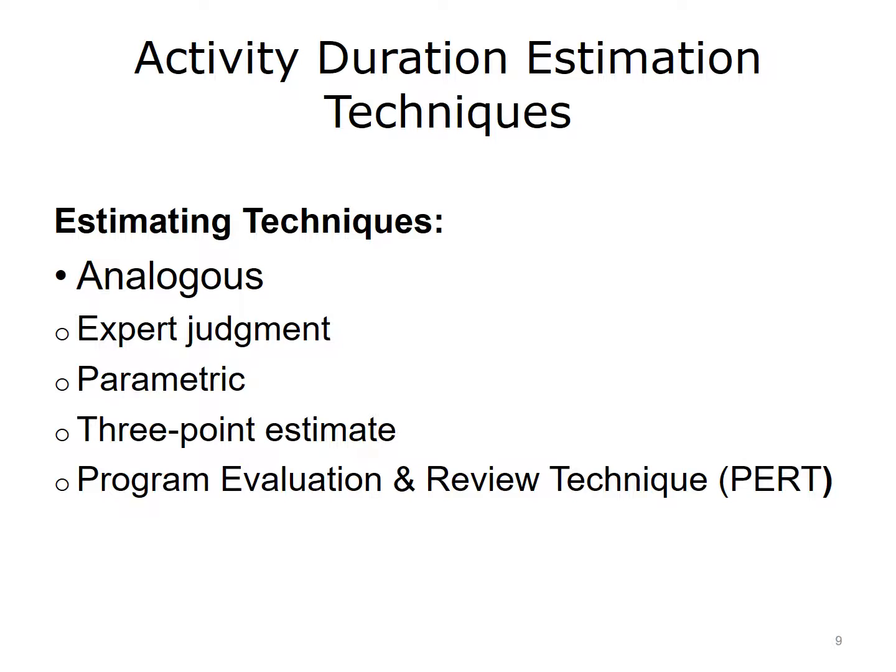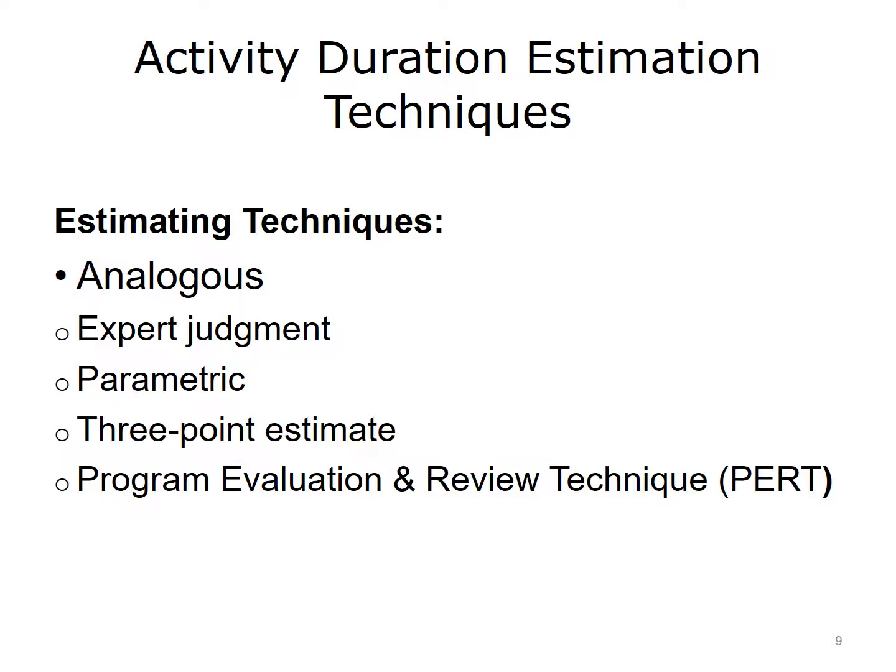A parametric technique is a statistical approach to develop estimates based on historical data and other variables, such as square footage or labor hours per unit of work. A 3-point estimate calculates the expected activity duration by adding an optimistic estimate, a pessimistic estimate, and a most likely average estimate together and dividing by 3.